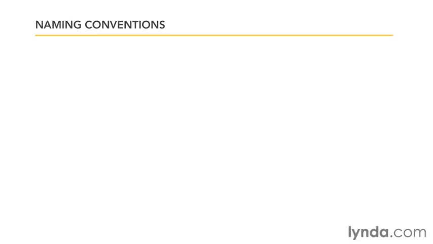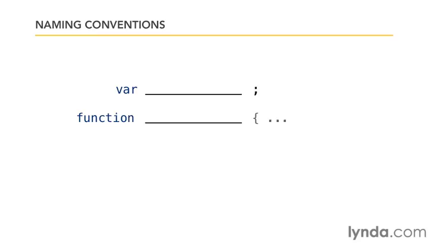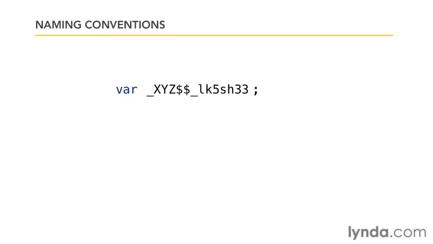We get to choose names for variables, functions, even objects if you define your own objects. Now, the rules of JavaScript say you must use letters, numbers, $, and underscore, and you can't start with a number. But that doesn't mean that something like this would be a good name for a variable. We want clarity, we want readability, we want meaning.